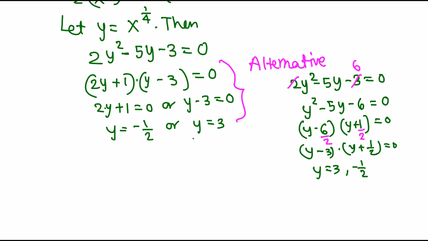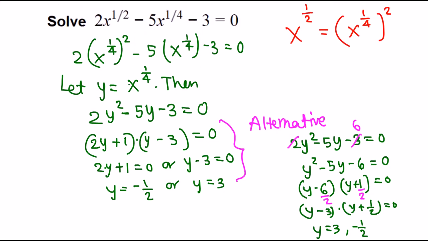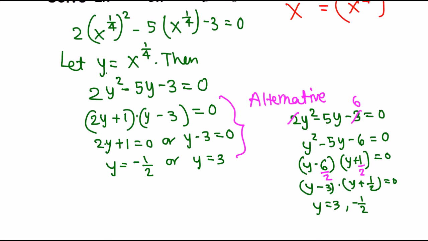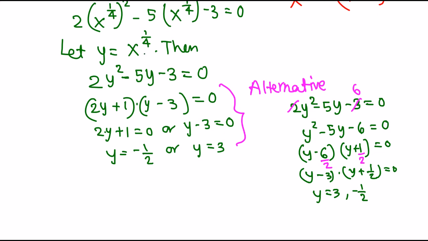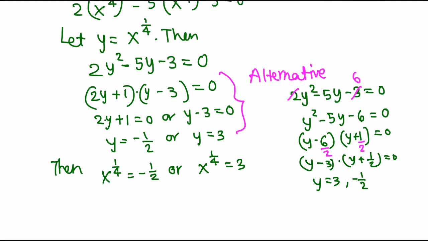In any case, once we have y values, that's not the answer, because the question is in terms of x. Now we need to back substitute the value of y. Y is in fact x raised to 1/4. Then x raised to 1/4 equals negative 1/2, or x raised to 1/4 equals 3. So it's a fourth, but we have to find x raised to 1, or x. So how do we get rid of this fourth exponent?